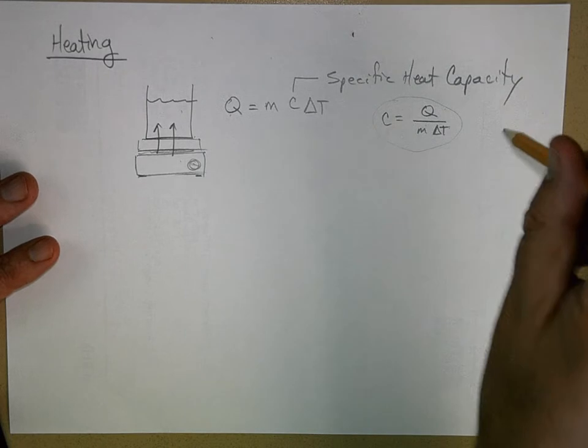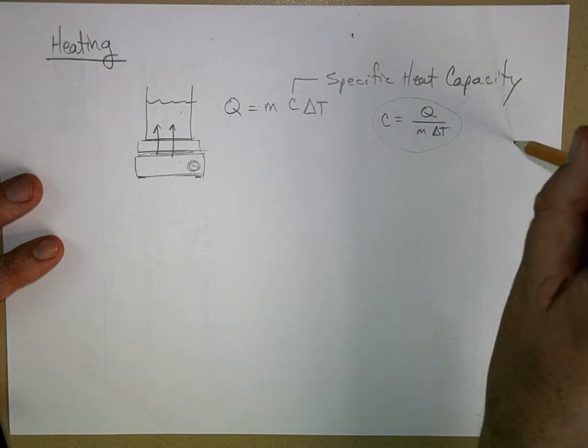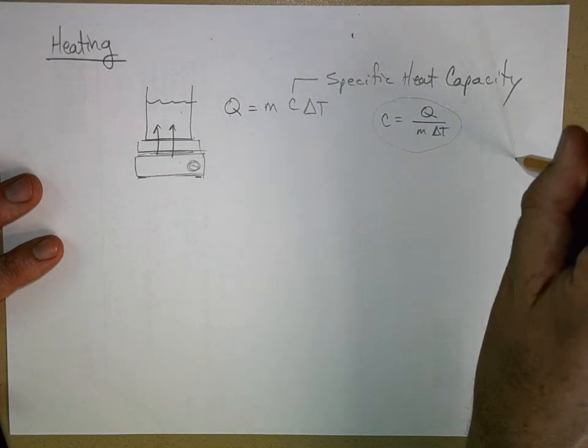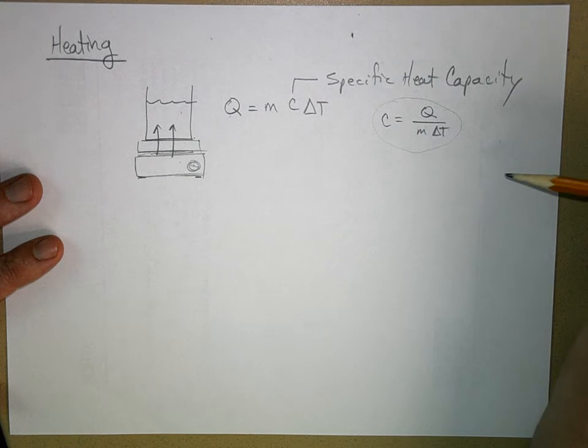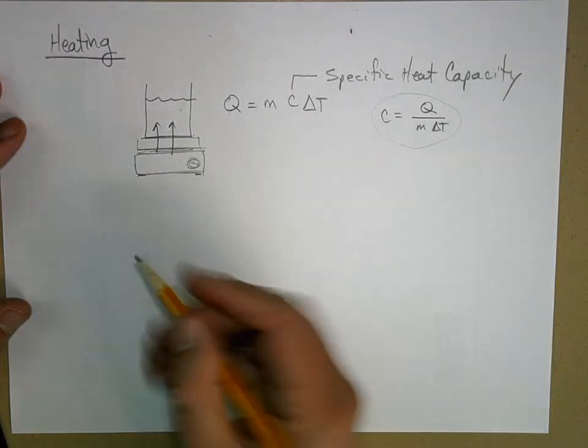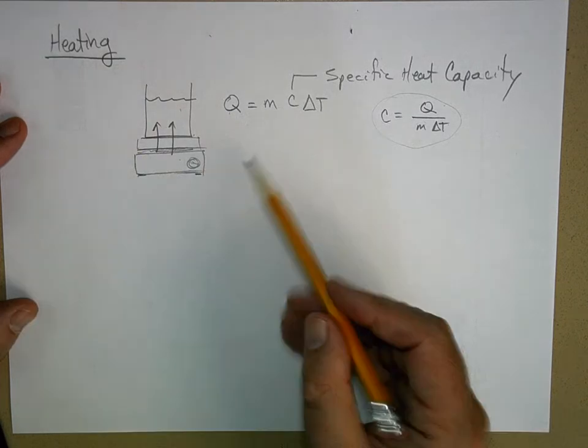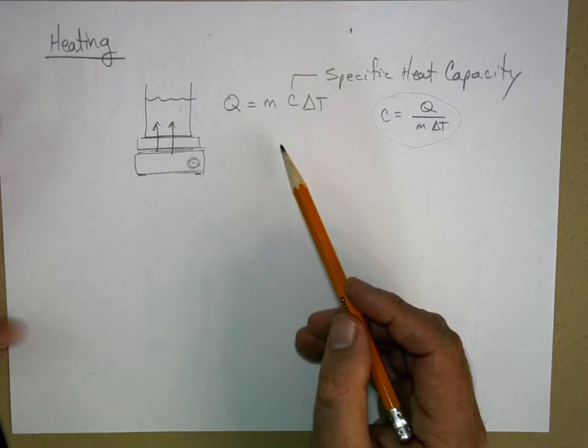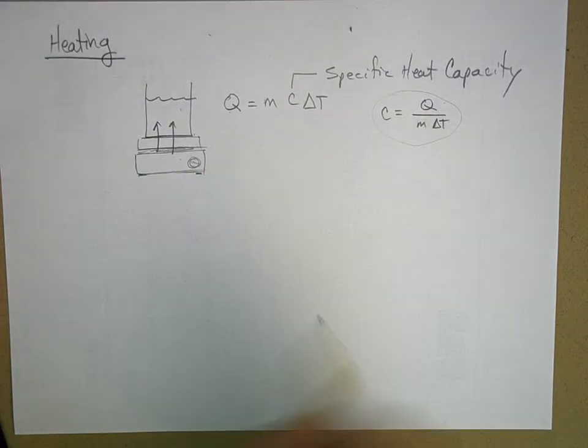So this formula kind of defines what it is. Now you're going to have to be able to define specific heat capacity on the test. I expect you to know what it means. What is specific heat capacity for any material? Well, this is what you get when you are changing the temperature of an object. But you can also add heat and not see a temperature change if you're going through a phase change.